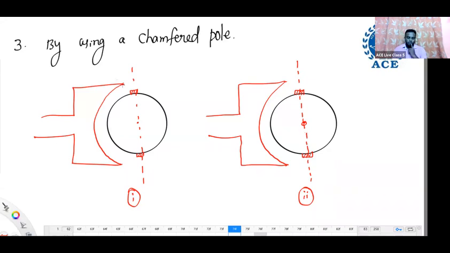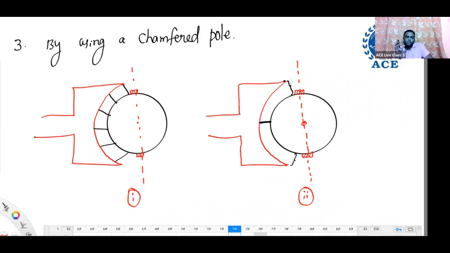Okay, observe. In the first one, the air gap throughout the pole is the same. But in this case, approximately check here, this has a little more gap at the pole tips. At the pole tip, more gap. At the center of the pole, less gap. In alternators also we use a salient pole rotor which is chamfered. Chamfered means at the center of the pole the gap is minimum, and at the pole tips the gap will be a little increased.